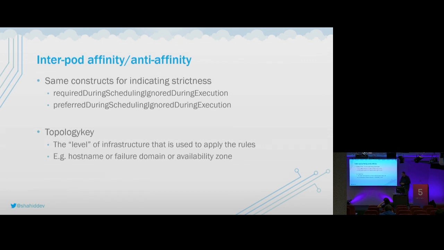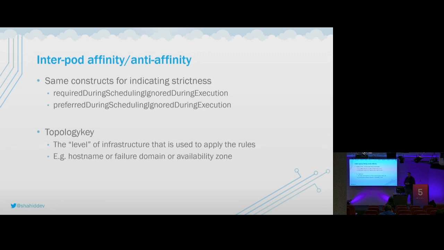So we have similar constructs around strictness. Again, very similar: required during scheduling, ignored during execution. We have this new construct, topology key. All the other labels have to do with the pods. The topology key is a little bit confusing, so hopefully the next few slides will clarify a bit. It talks about what level of the architecture, of the infrastructure, this anti-affinity is applied.